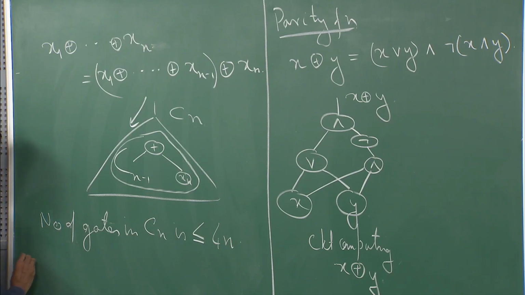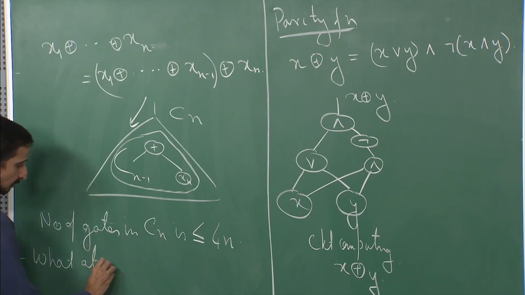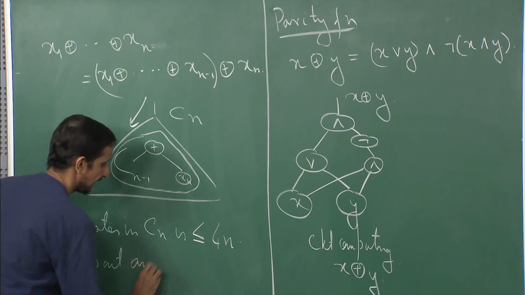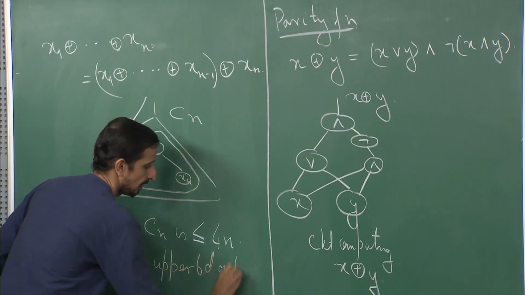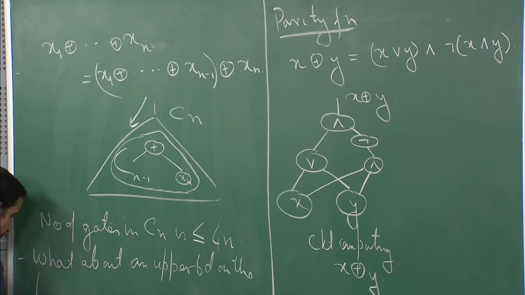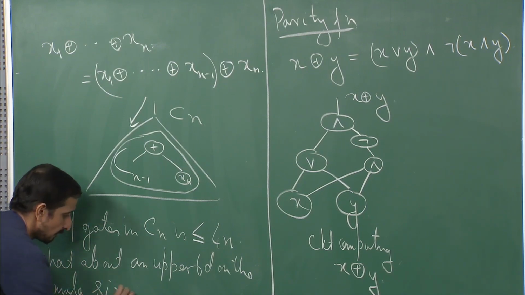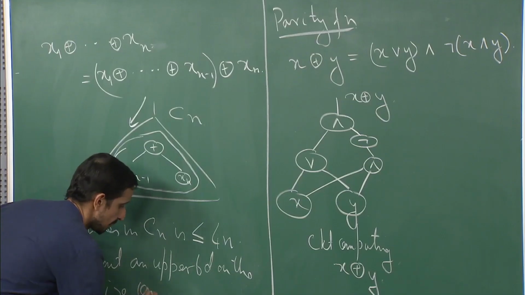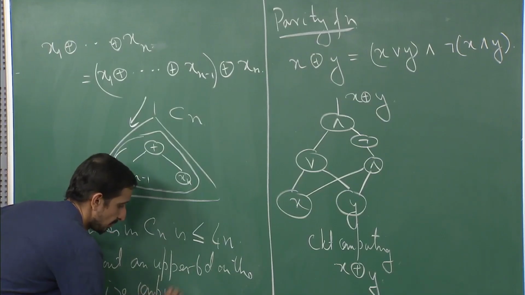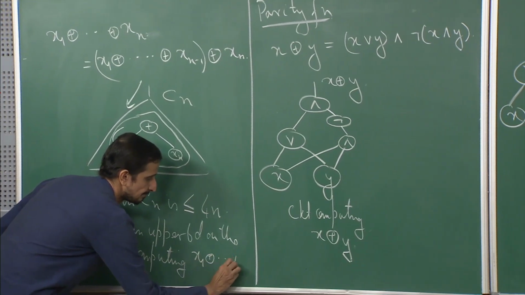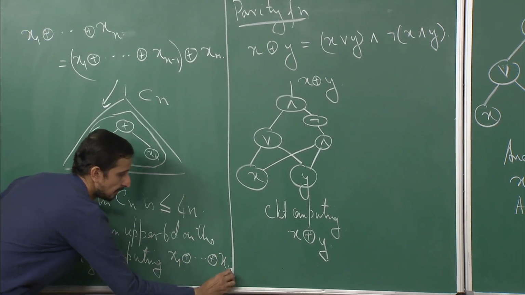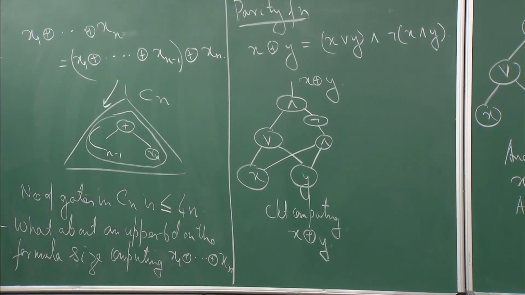So here is a question: what about an upper bound on the formula size computing x1 up to xn?